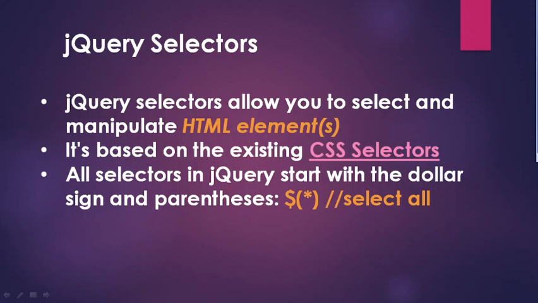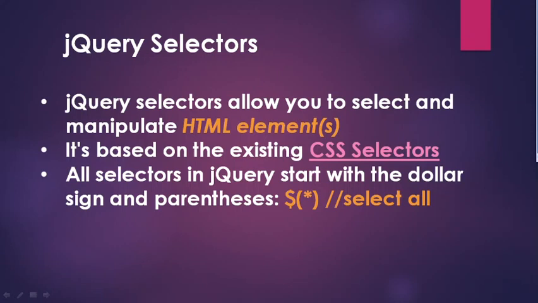Okay, so jQuery selectors allow you to select and manipulate HTML elements based on their name, ID, class, type, attribute, values of attributes, and much more. It's based on the existing CSS selectors, and in addition, it has some of its own custom selectors. jQuery also has several methods for CSS manipulation, and we will look at some of those in the upcoming videos.